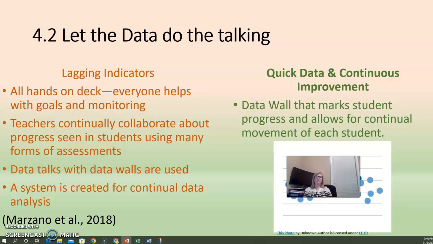Quick data and continuous improvement. Data walls mark students' progress and allow for continual movement for each student. Marzano et al. 2018.